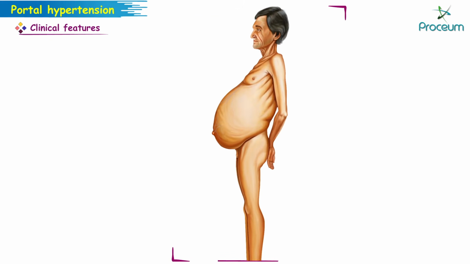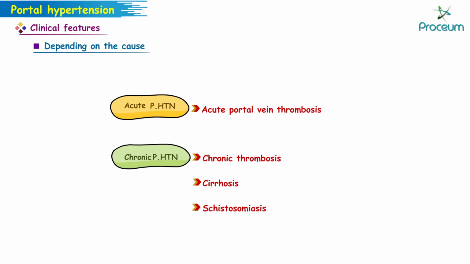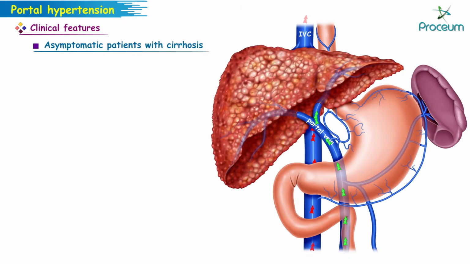Clinical features of portal hypertension. Depending on the cause, portal hypertension may be either acute or chronic. Acute portal hypertension arises from acute portal vein thrombosis, while chronic portal hypertension may be due to chronic thrombosis, cirrhosis, or schistosomiasis. Among asymptomatic patients with cirrhosis, about 80 to 90% will have an elevated portal pressure gradient.